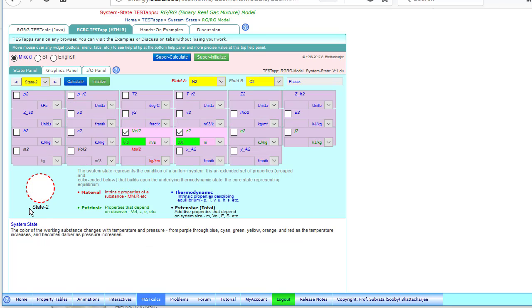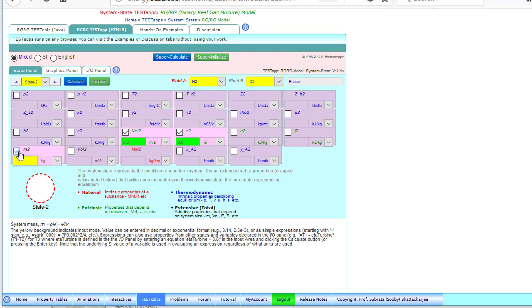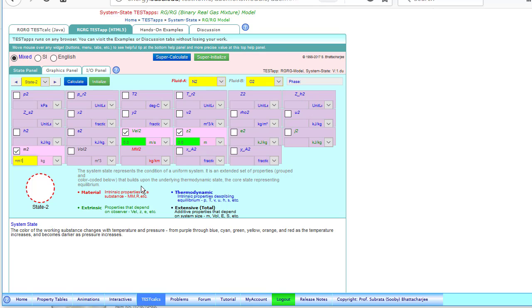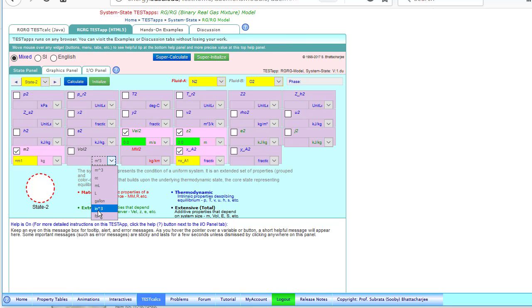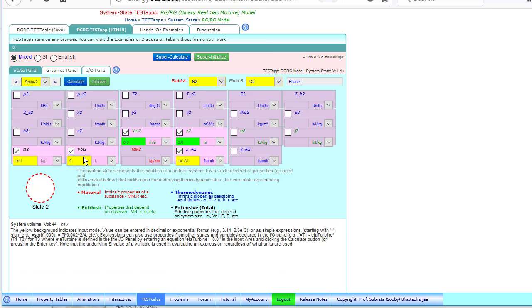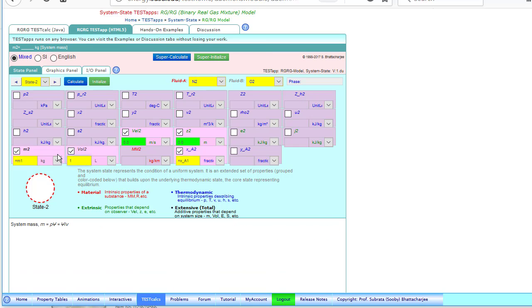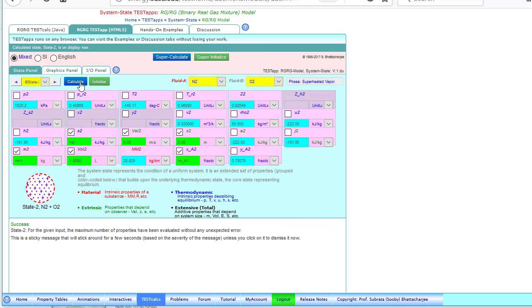And now we'll go to state 2 where the mass is constant, so M2 equals M1. The mass fraction of the gas is the same, so equals X sub A1. Volume, we were told it gets compressed to 1 liter. And we were told that it's compressed isentropically, so we know that S2 equals S1. So now we can just hit calculate, and we get that the temperature at the second state when it's compressed to 1 liter is negative 145 degrees C about.